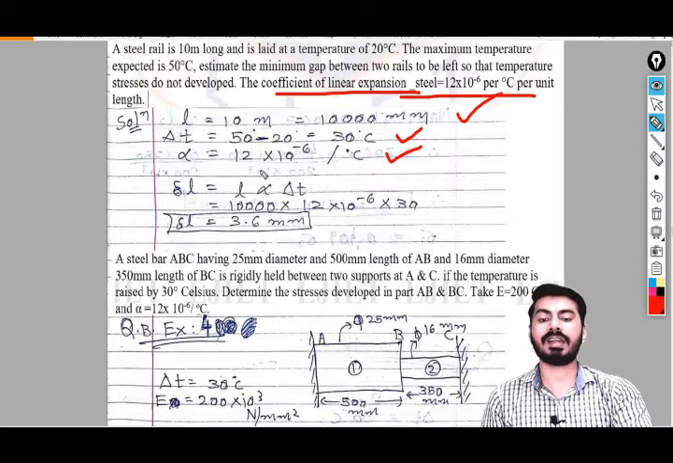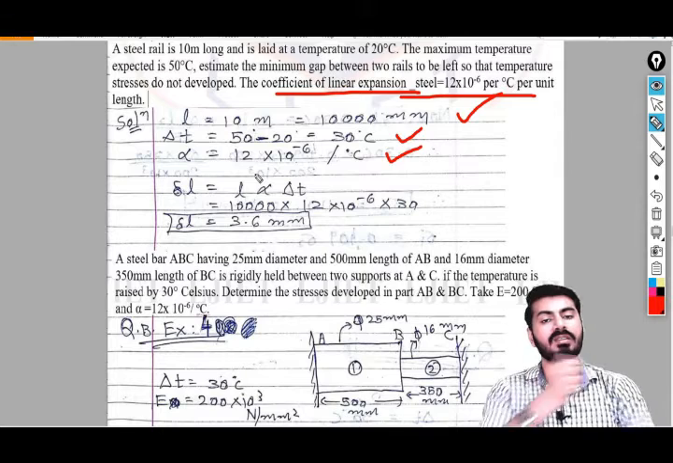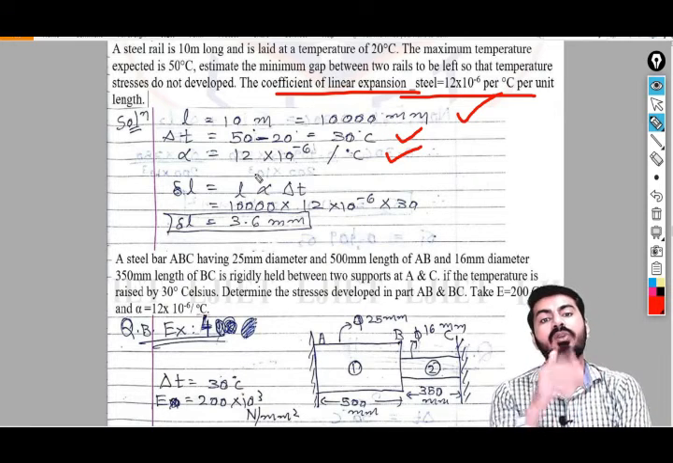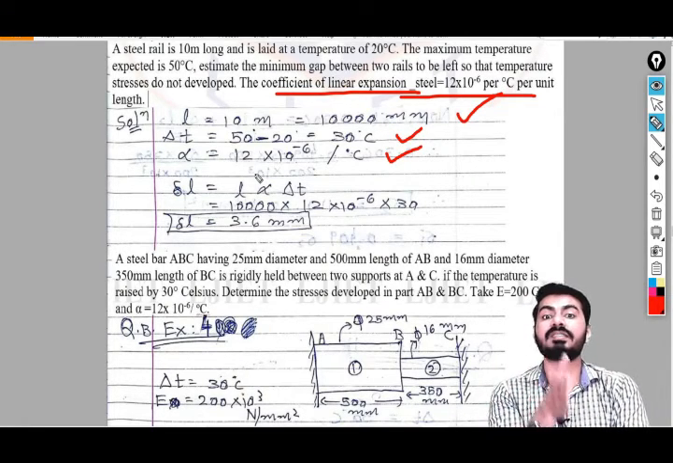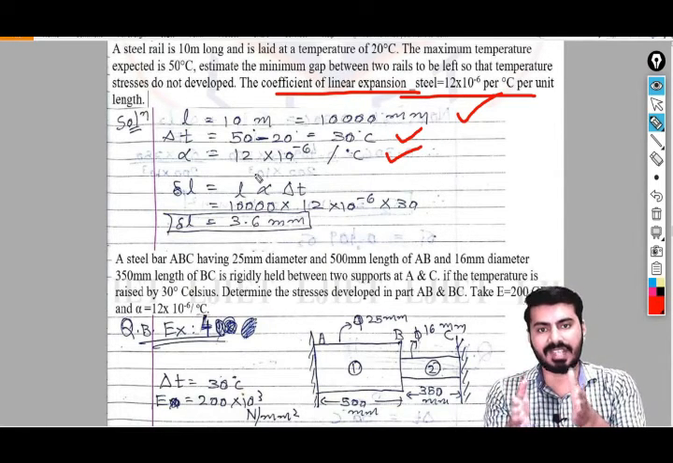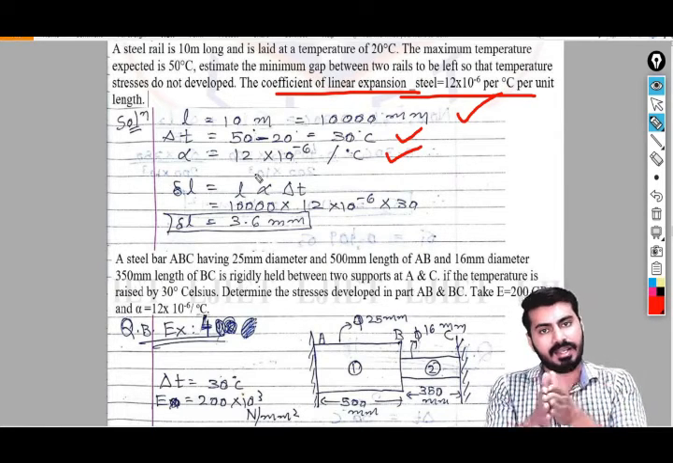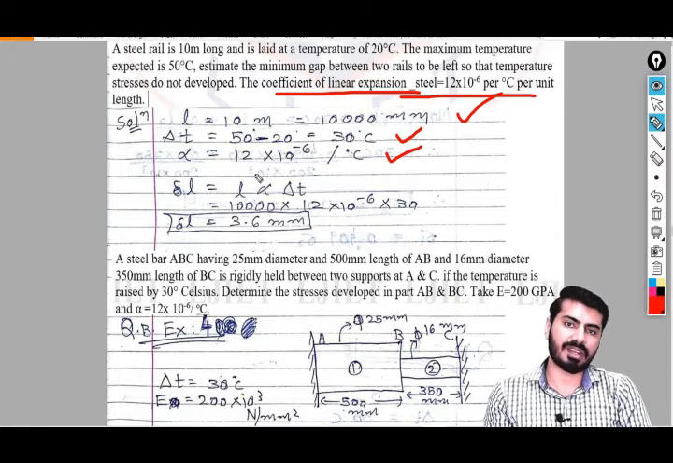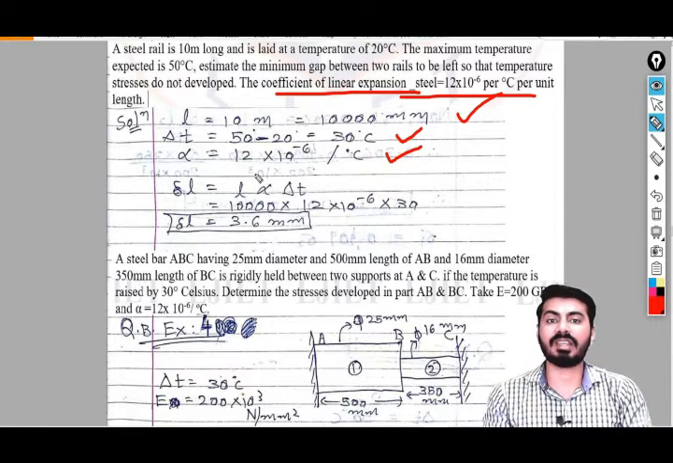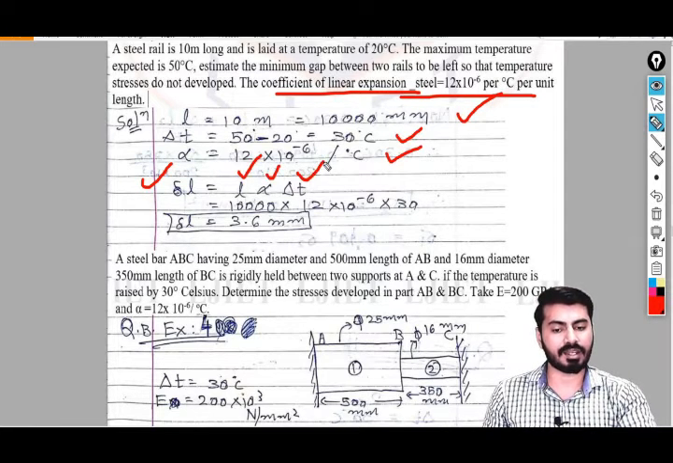So they are trying to find out the gap which is safe to prevent the thermal stress. The thermal stress will not be generated if it is not prevented. So if there is sufficient gap between two rails so that they can freely expand, then the thermal stresses will not be generated. So for free expansion, we have the equation delta L equals L alpha delta T, and we have the values of L, alpha, delta T. Put those values in this equation and calculate using the calculator.